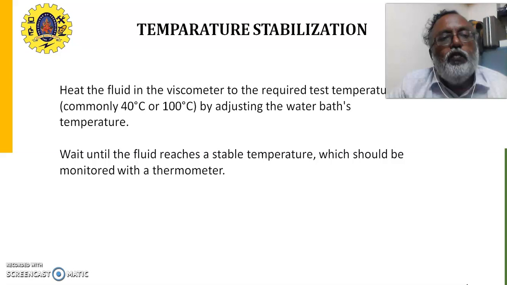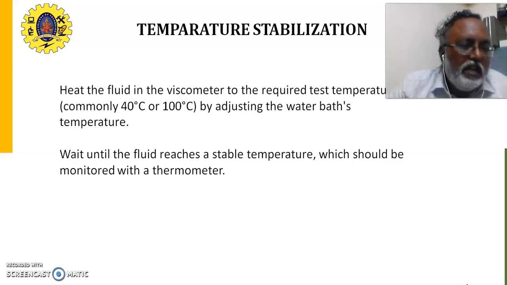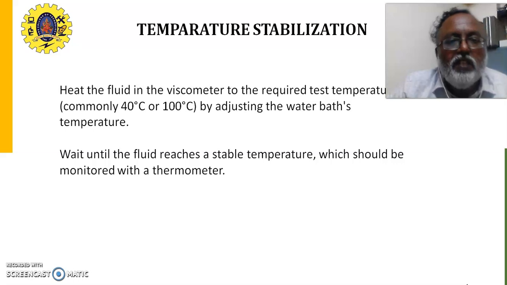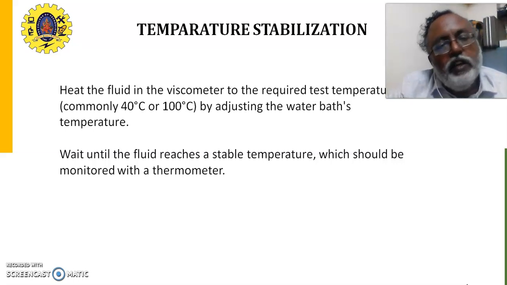Let us discuss temperature stabilization. Here, bring the fluid in the viscometer to the required test temperature, commonly 40 degrees Celsius or 100 degrees Celsius, by adjusting the water bath temperature. Wait until the fluid reaches a stable temperature, which should be monitored with a thermometer.